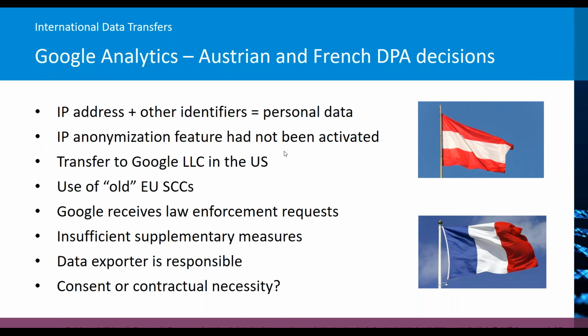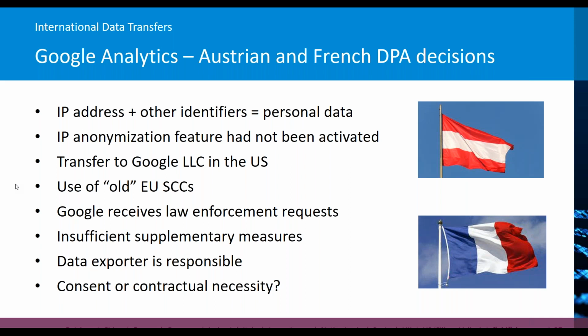Then after the Austrian decision came a similar decision from the CNIL in France. This followed very similar lines to the Austrian decision, but there are a couple of other points worth mentioning. So first, in that particular case, it wasn't clear whether the data was anonymized or if indeed the entire IP address was transmitted to the US. So I think you've always got to bear in mind the factual considerations in your particular data transfer scenario.